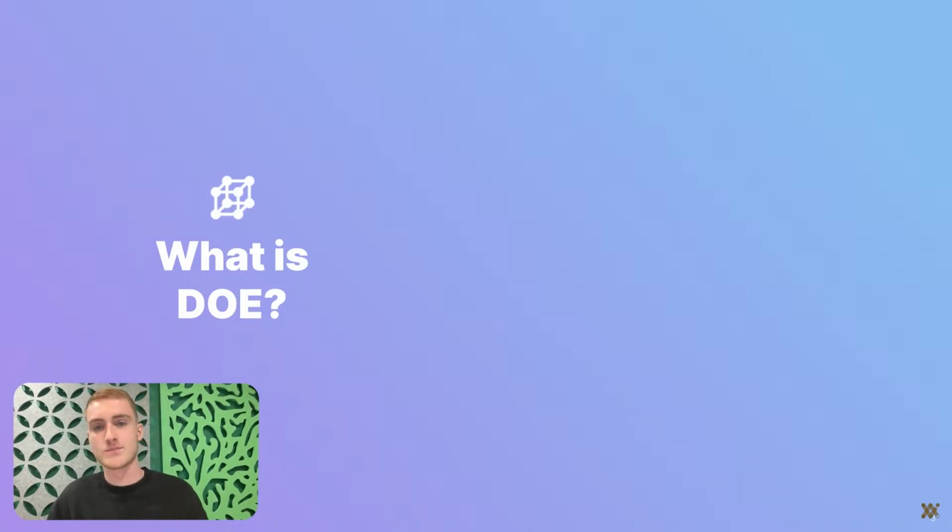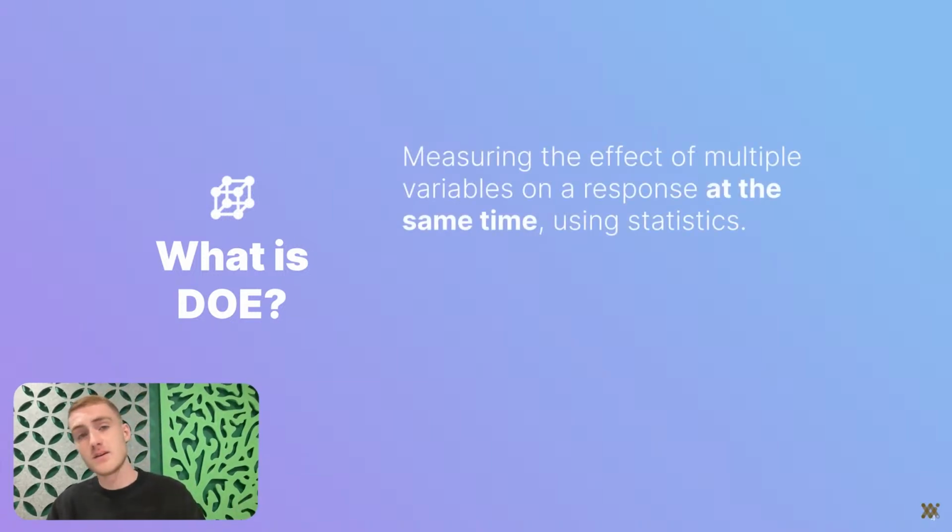So traditionally, experiments are undertaken by measuring the impact of changing one experimental factor on a given response. But DOE, or design of experiments, is the concept of measuring the effect of multiple variables on a response at the same time. We do this using applied statistics.